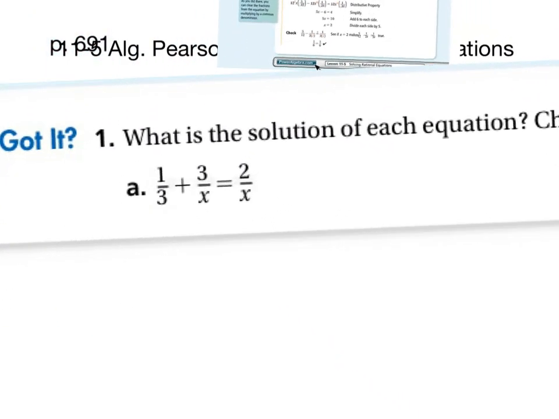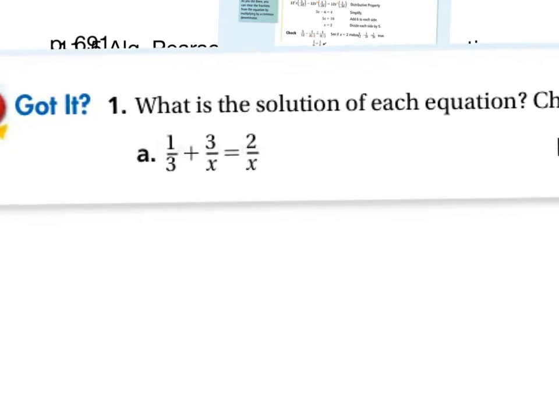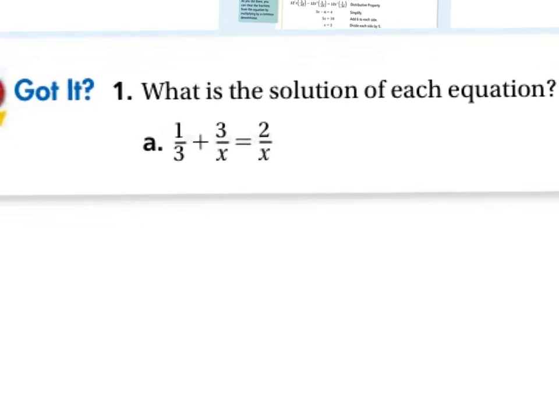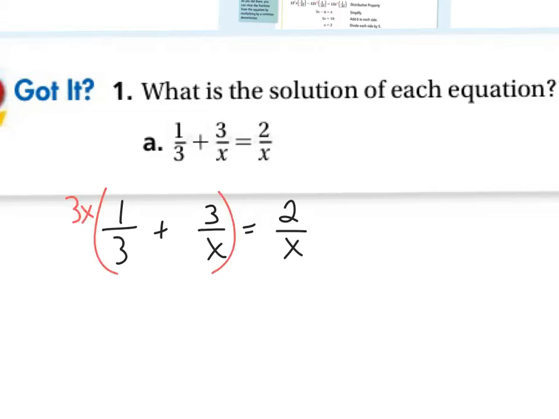So let's look at the Got It 1, part A. I'm going to rewrite this just so I've got a little bit more room. To eliminate the denominators, we would need to multiply by 3x. We need an x, we need a 3, so altogether we need a 3x. So I'm going to take my original equation and multiply by 3x on both sides.